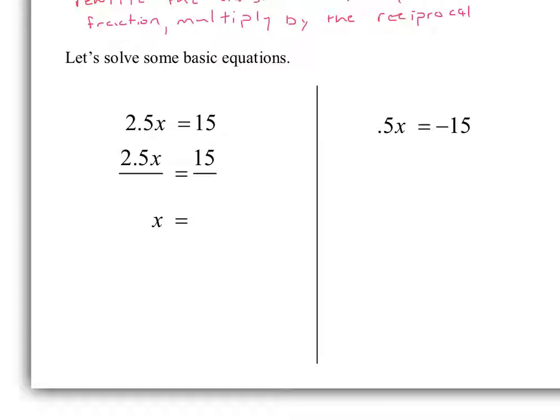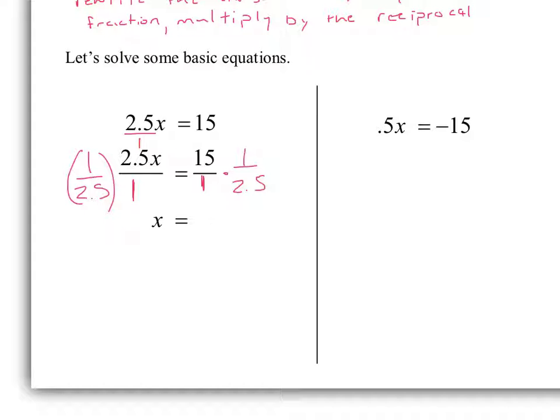We're trying to get that identity property that's going to leave us with just a multiplication times x. So I need to change this into a fraction. 2.5 over 1. And I'm going to multiply by the reciprocal. 1 over 2.5. And if I do something to one side of the equation, you must do it to the other. So I'm going to multiply by 1 over 2.5 over here.